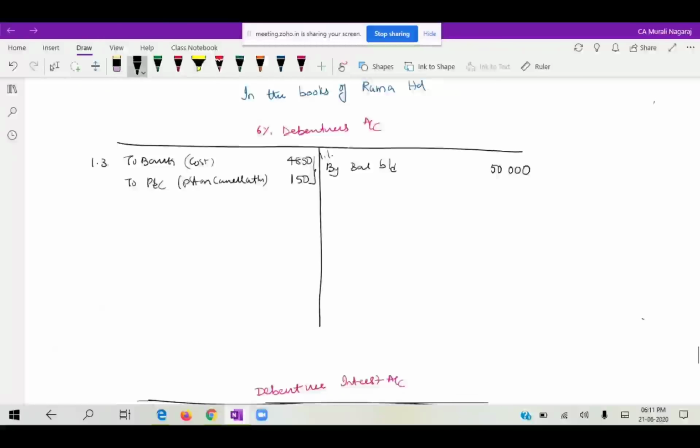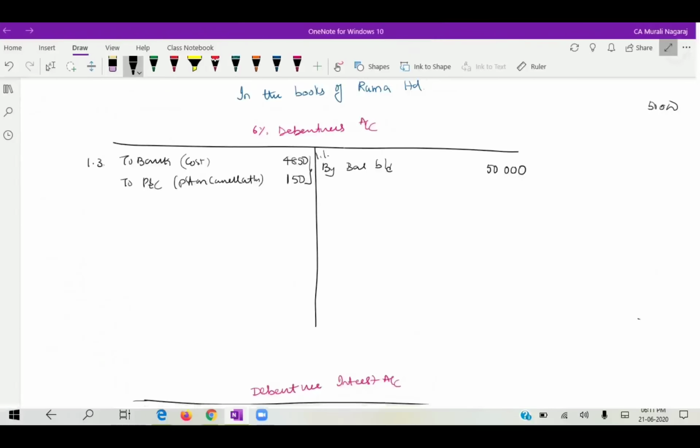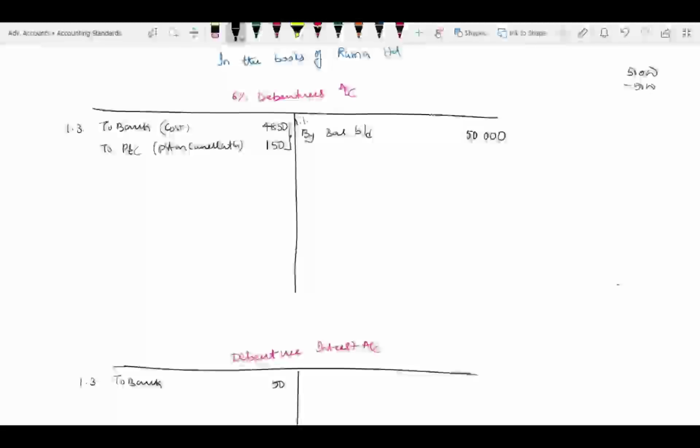So keep in mind, out of 50,000, 5,000 was cancelled. Therefore, now what is the face value outstanding? 45,000. If I am going to declare interest, I have to calculate on 45,000. So now next transaction 4,900. Yeah, correct, Simran. You are correct.